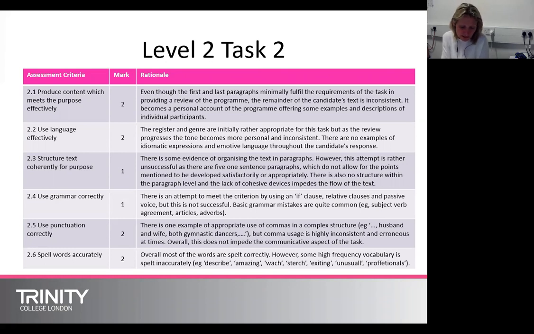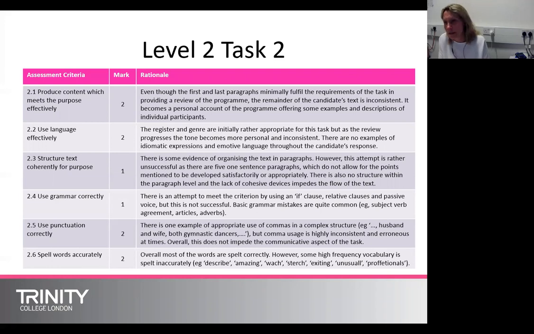So 2.1, produce content which meets the purpose effectively. Is there any content that meets the purpose effectively? So the 2 items in the amplification here for level 2, select the level of detail and how much to write. So this candidate meets it minimally because in the first and the last paragraphs, they do provide some review of the program. The rest of the text is inconsistent.